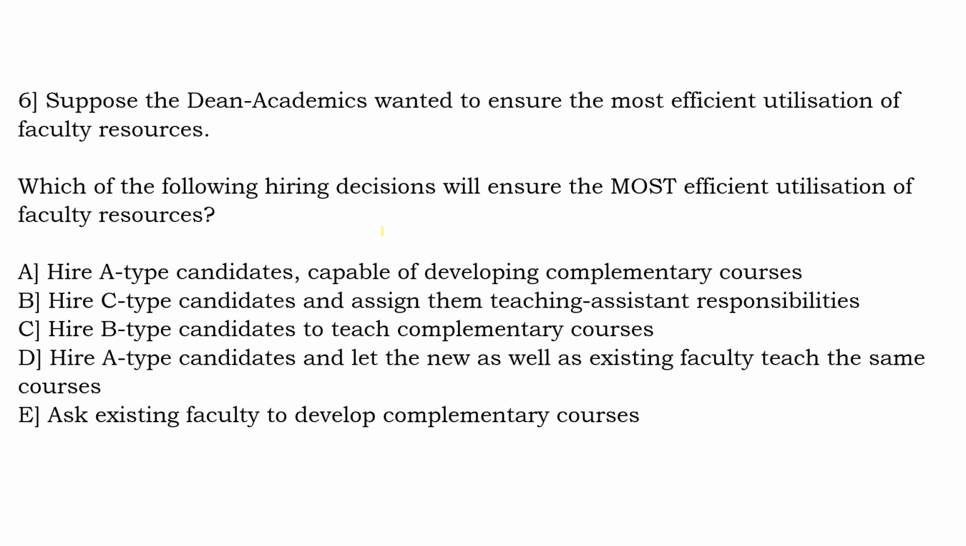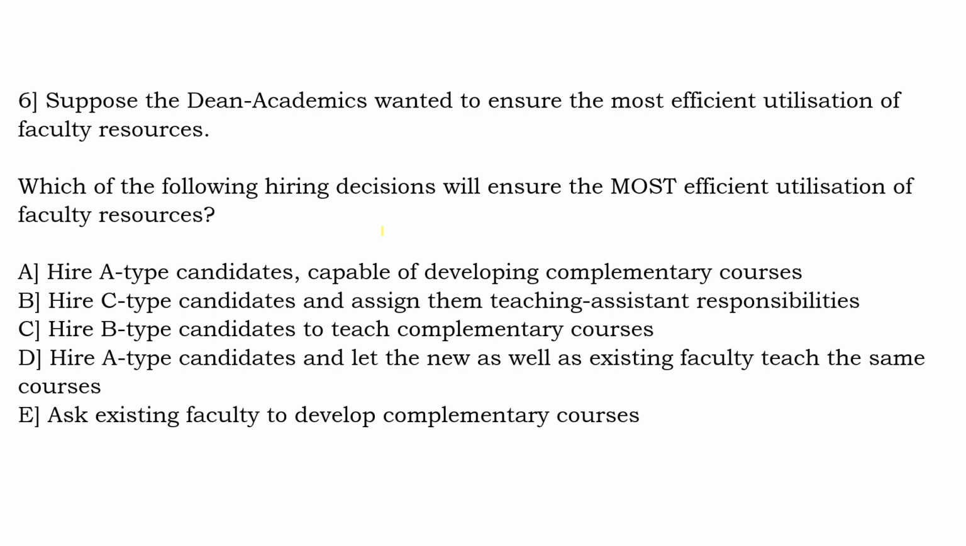So here it is: which decision would be the most efficient utilization of faculty resources. We have already seen that the best way to recruit will be to hire the A-type candidates and ask them to develop complementary courses as well, because the A-type candidates are very good teachers. So when you hire them, they will be developing complementary courses. Since they are good teachers, they will be teaching the existing subjects also as efficiently as the existing faculty members, and they will be able to develop complementary courses.